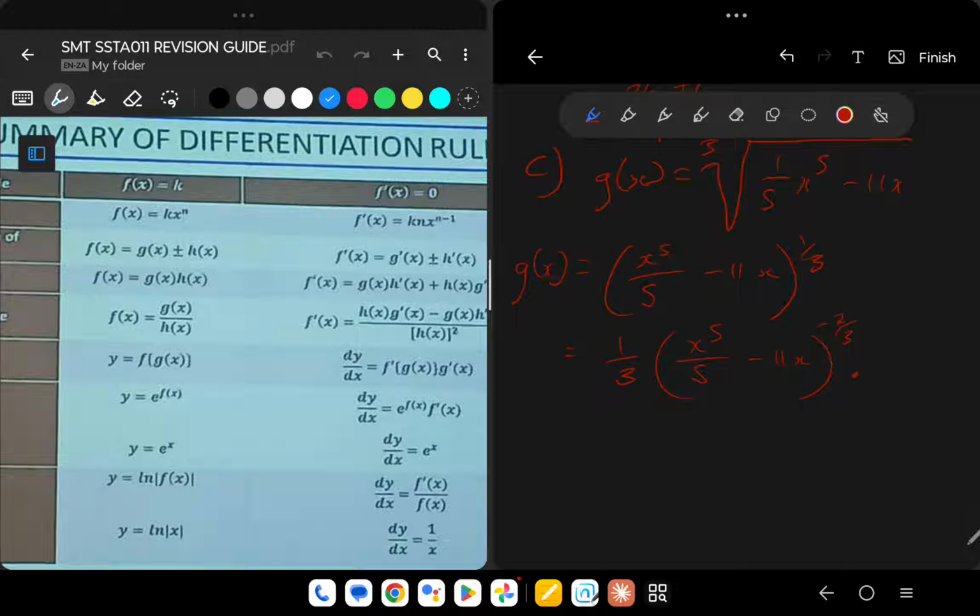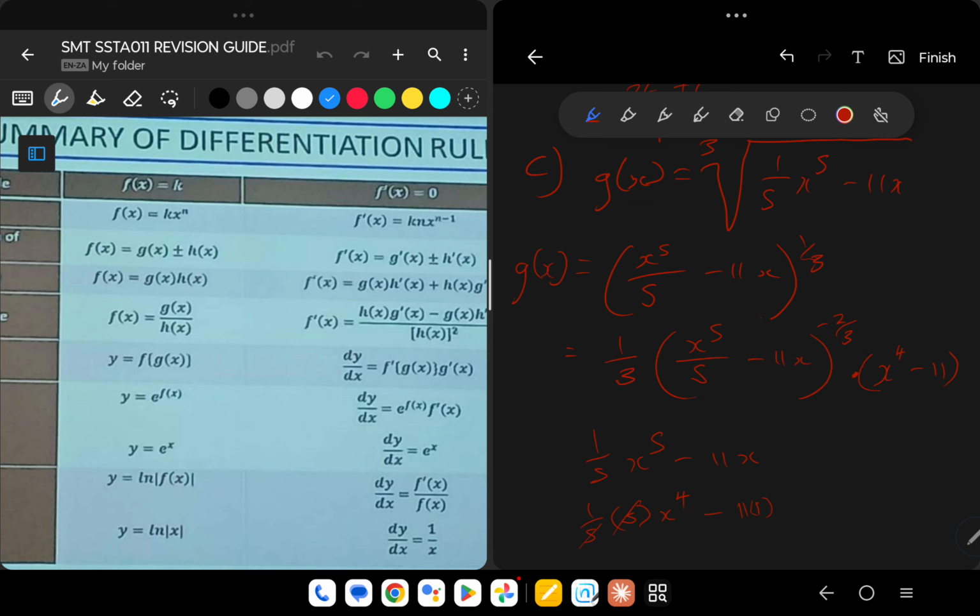The derivative of the inside is simply what? Simply 1 over 5 times x to the power of 5 minus 11x. You take 1 over 5 out, and then you multiply it by 5 and then x to the power of 4. Then you take 11 out and multiply it by the derivative of x, which is just gonna be 1. So 11 times 1 is just 11, and then 1 over 5 times 5 is just 1, so you're gonna be left with x to the power of 4 minus 11.